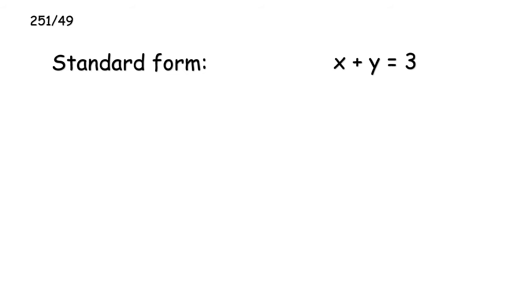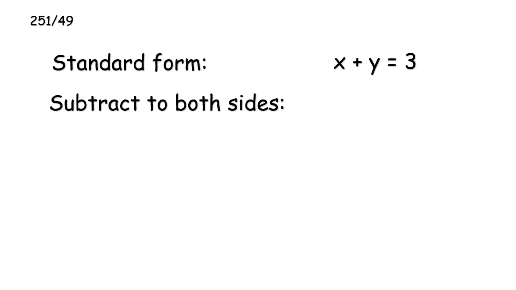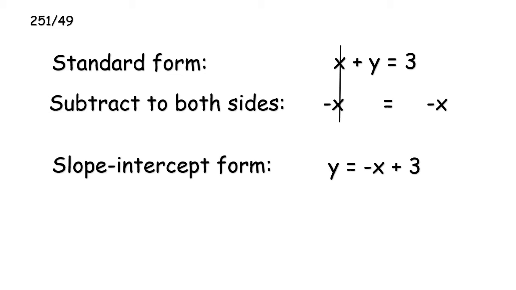This is problem 49 on page 251. You have an equation x plus y equals 3. This is standard form. You want to subtract x from both sides so that the x's on the left will be canceled and you'll be left with y by itself on the left-hand side, and your new right-hand side will be negative x plus 3.